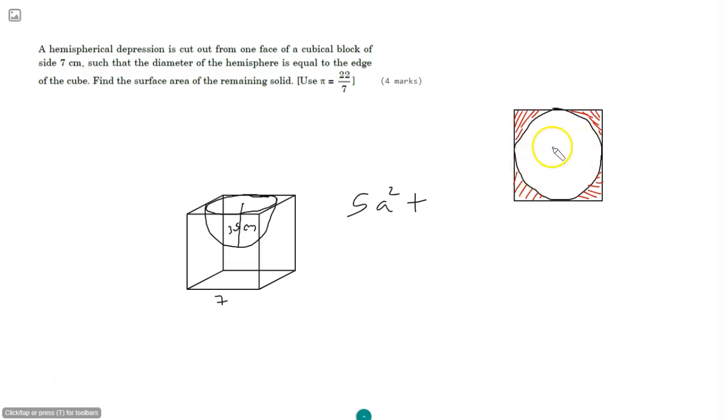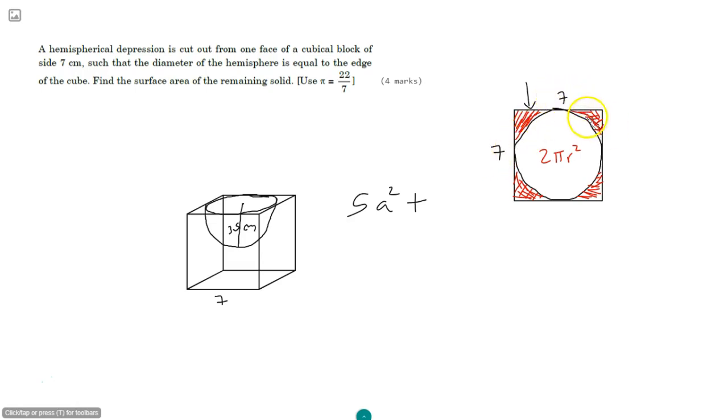The surface area of this cavity is going to be 2 pi r square, because that's the curved surface area of a hemisphere. And now we need to find the area of the region shaded in red. How will you find this area? This area is going to be the area of this square. See, each face of a cube is a square. In this case, the side of the square is 7.